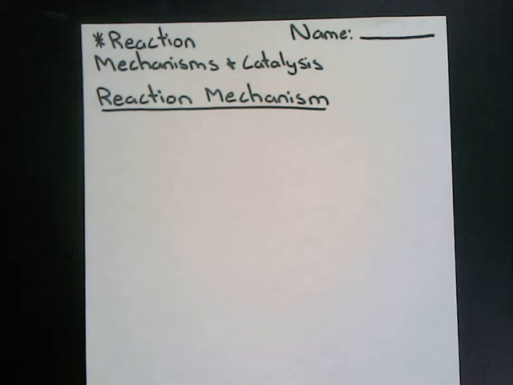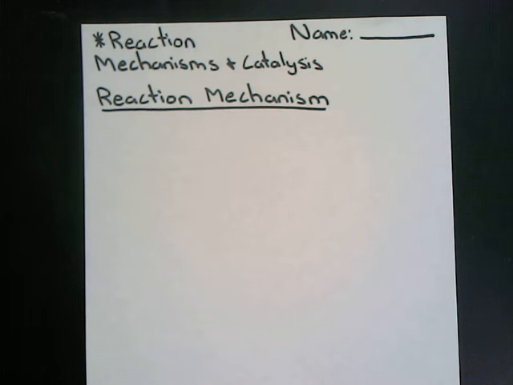Objective number 3, describe the effect of a catalyst on the energy requirements for a reaction. Objective number 4, relate the factors that are important in determining the activity of a heterogeneous catalyst. And objective number 5, explain how enzymes act as biological catalysts using the lock and key model.